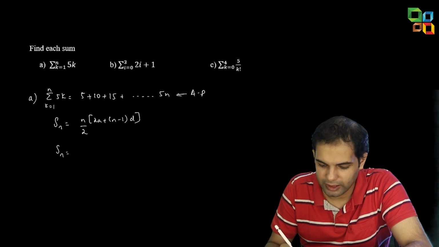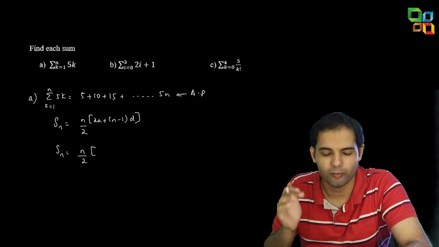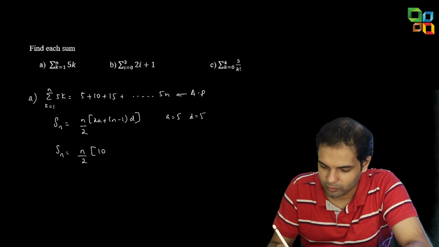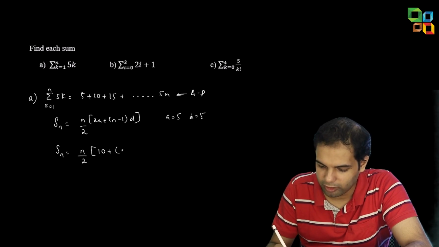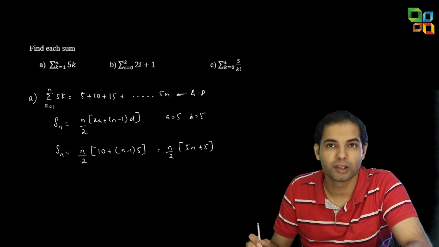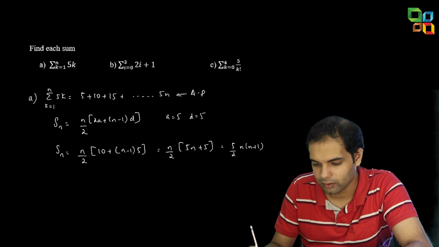So nth term is n because we don't know what n is. It is just a generic term. We know a. a is equal to 5 because a is the first term. d is also equal to 5. So we'll simply substitute in the formula: 10 into n minus 1 into 5. So this is nothing but n by 2 into 5n. This is minus 5 plus 10, which is plus 5. So this is your formula. If you want, you can take the 5 out and simplify: 5 by 2 into n plus 1.